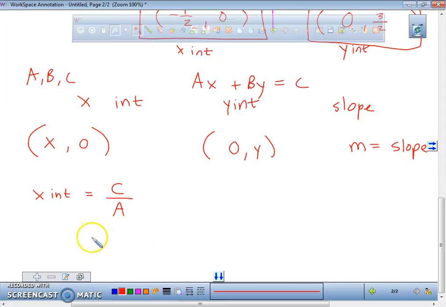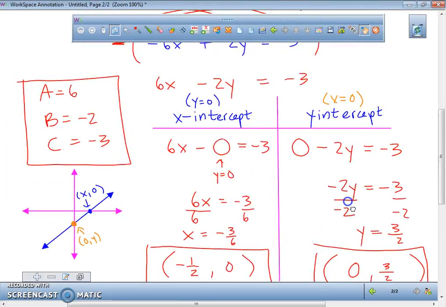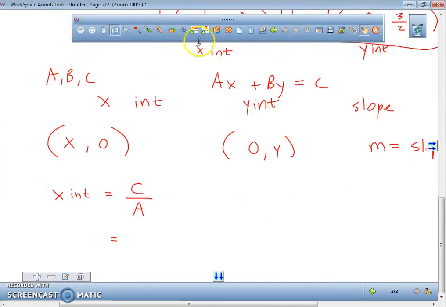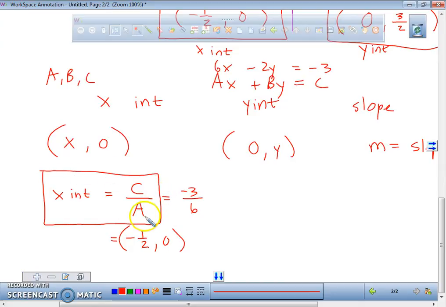Now let's check to see if this is right. What was our c value in our last problem? I'll write down our last equation. We had 6x minus 2y equals negative 3. What was our c value? Negative 3. What was our a value? 6. And that gives us negative 1/2. So our ordered pair was negative 1/2, 0. So your x-intercept will always be your c divided by your a.